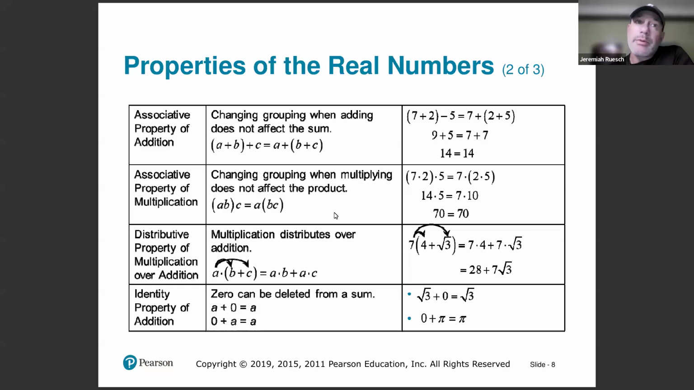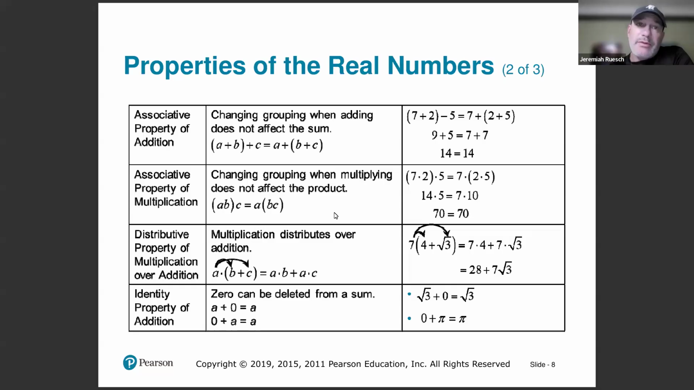And then next we have the distributive property of multiplication over addition. And what this is saying is that you can add two numbers together and then multiply it by a number, or you could multiply two numbers together, multiply another two numbers together, and then add those, and you would get the same result.